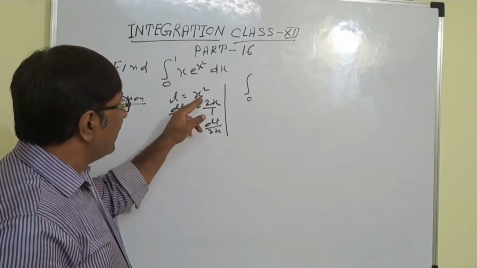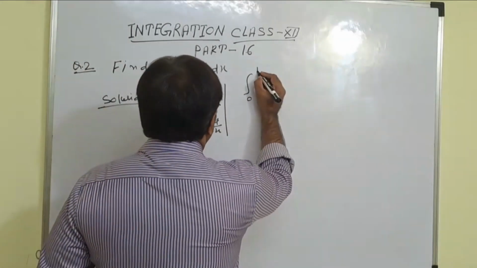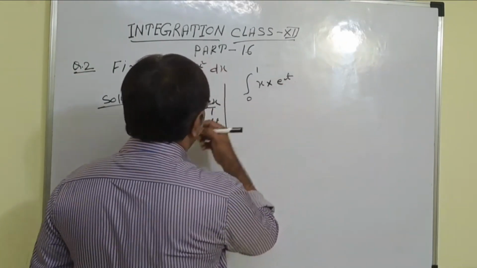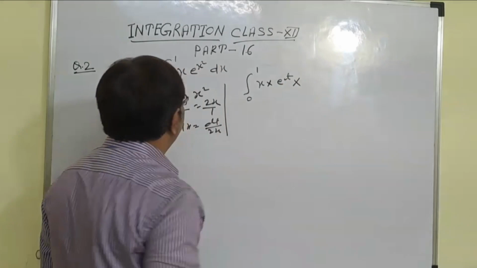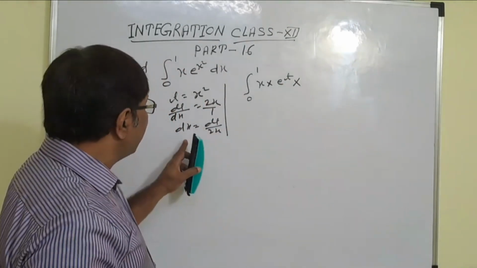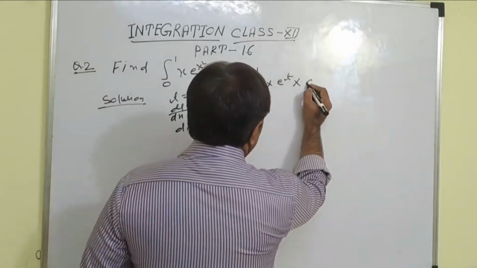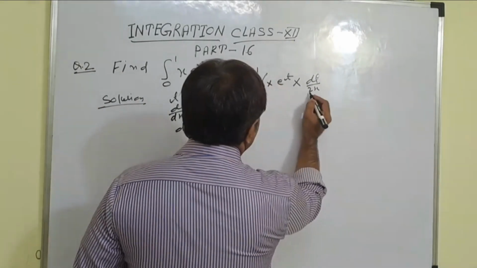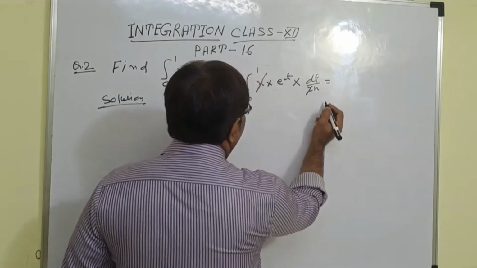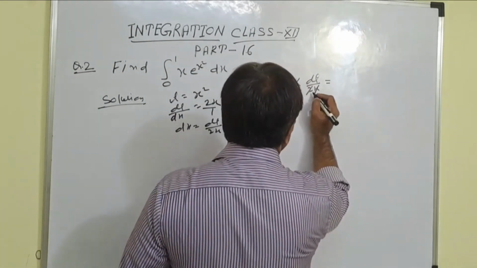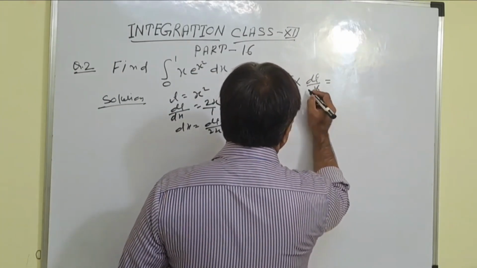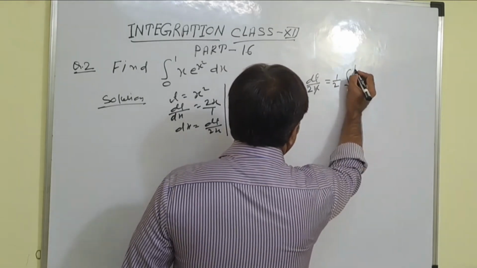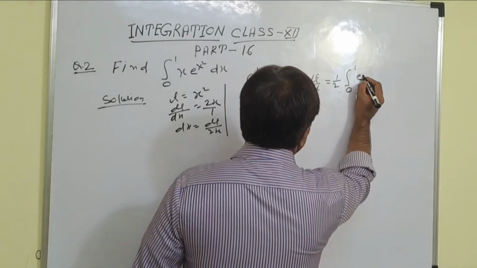So when 1 square is also 1. So this is 1. x multiplied by e power x square is t. And now you can put the value of dx, so dx will be dt by 2x. So this is dt upon 2x. So this x and this x will be cancelled out, and we will get what? This x will be cancelled out, and this is 2. So the constant is 1 by 2, and upper limit is 1, lower limit 0, and this is what?